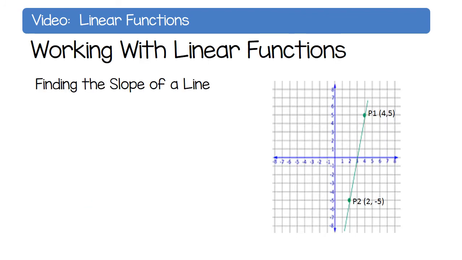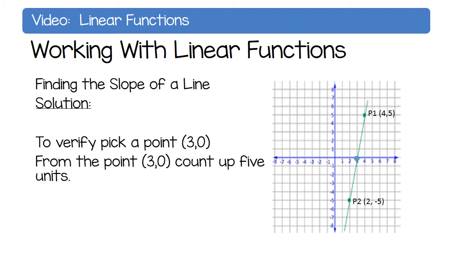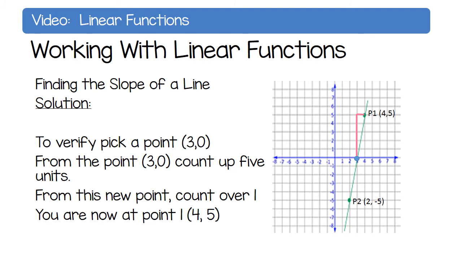To verify this, pick a point 3, 0. From this point, count up 5 units, count over 1 unit, and you are now at the point 4, 5. So you've gone from one point on the line up to another point on the line. So we know we are correct.